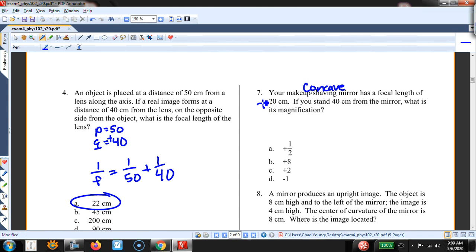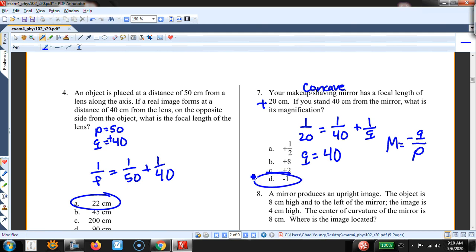Your makeup shaving mirror, which is a concave mirror, has a focal length of 20 centimeters, it's positive. You stand 40 centimeters from the mirror, what is its magnification? Well, first of all, actually, no, I don't know that right off. Never mind. So I'm just going to calculate it. So I have 1 over f, that's 1 over 20, equals 1 over p, that's 1 over 40, plus 1 over q. So q is equal to 40, and m is equal to minus q over p. That's going to be minus 40 over 40, or minus 1.